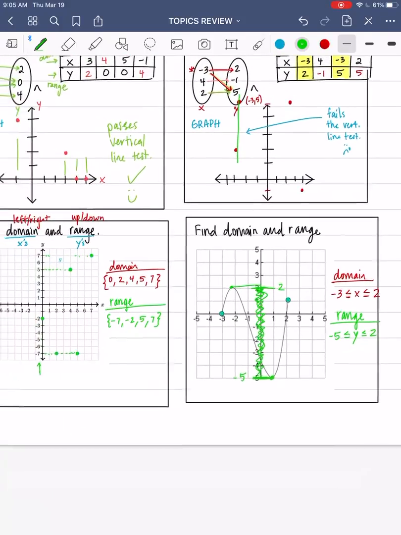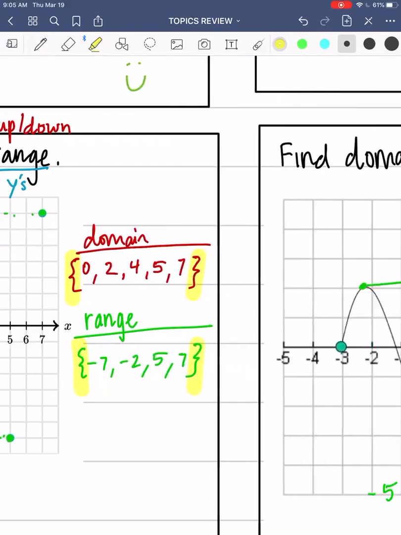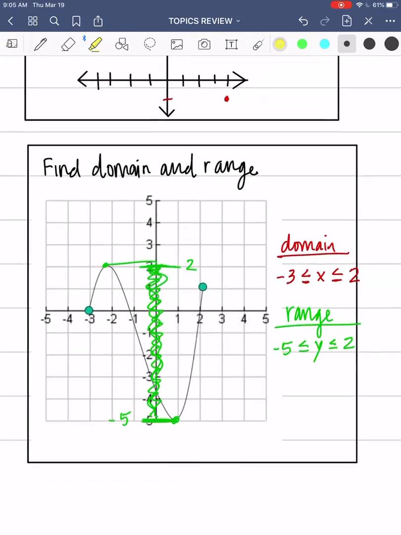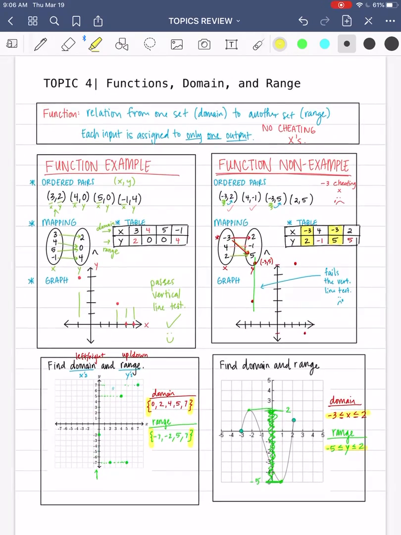So if they give you just dots, then we use these curly braces, right? So curly braces is if they're just dots. If the picture is connected, like it's a smooth curve, then we have to use these inequalities because we have all the numbers in between there. All right, that is functions, domain, and range.